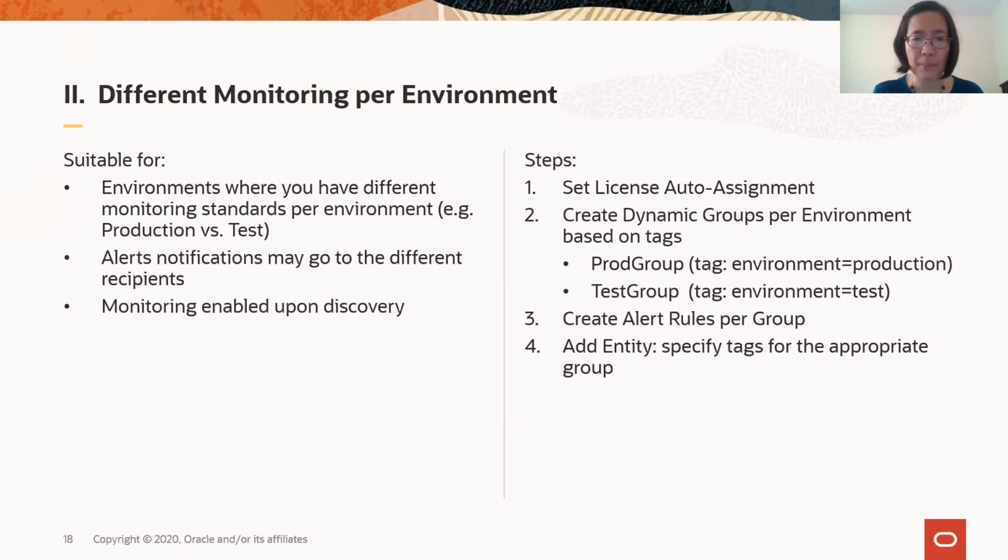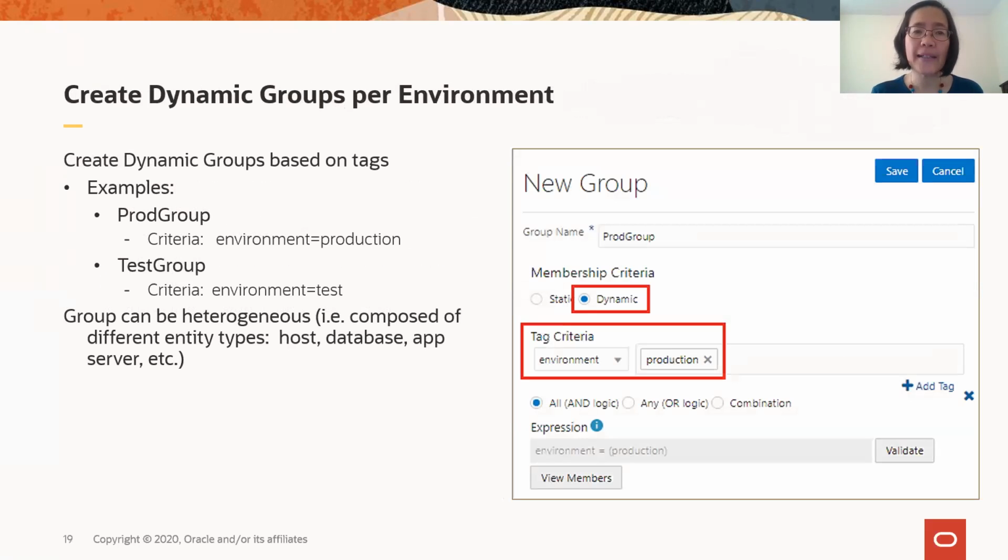So let's walk through these steps. First is creating the dynamic groups. This is a screenshot of what the group creation UI looks like. Choose the dynamic membership criteria option and choose the criteria for adding entities to the group. In my example, I say all entities that have the tag environment set to production should join the prod group, and I can do a very similar step for creating my test group, okay? Also note that the group can be heterogeneous, right? Composed of different entity types.